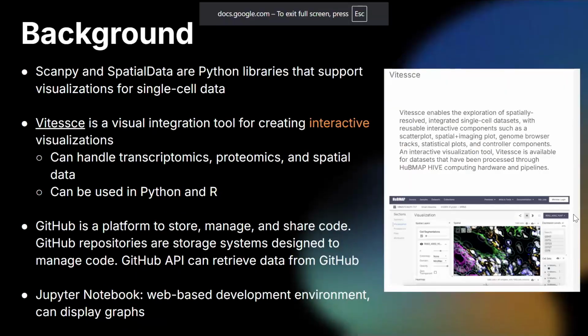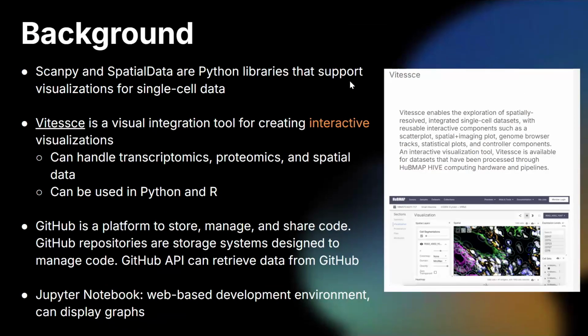Vitesse can handle transcriptomics, proteomics, and spatial data. You might have seen it on the HuBMAP's tool page, which I've shown in a screenshot on the right. It can be used in Python and R, and for my project, I focus on the Python part.